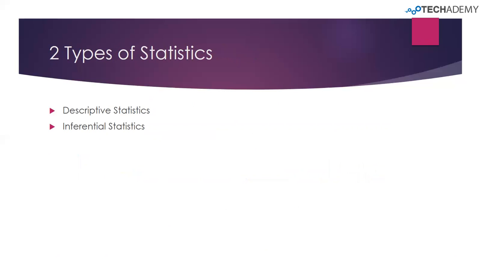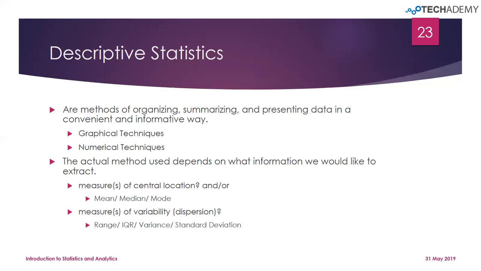Okay, now coming to the two types of statistics. In statistics, there are two types. One is called descriptive statistics. Second is inferential statistics. There is a major difference between these two that we will discuss now. In descriptive statistics, we have methods to organize, summarize, and present data in a convenient and informative way. It has some graphical techniques and some numerical techniques for that. The actual method used depends on what information we would like to extract.